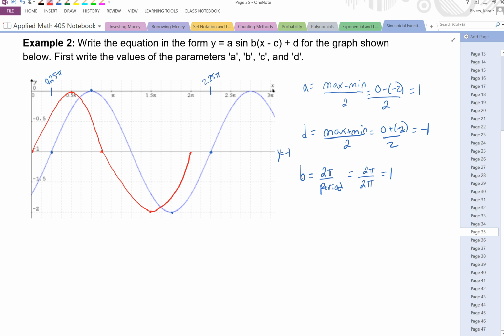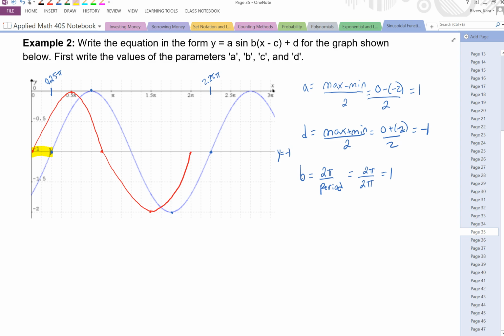So what I've done here is I've actually gone ahead and drawn in our parent function, our sine function, with an amplitude of 1 and a d value of -1. But I haven't done anything with the c value. The b value is the same as the sine function, so that hasn't changed. And you can see that if we were to do that, there's a little bit of a difference here between where I started the graph as a sine function and where it's actually sitting on the blue function, right? So that difference there is our shift.